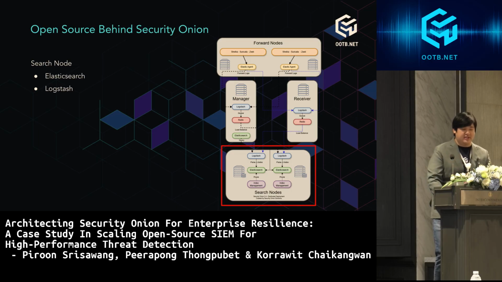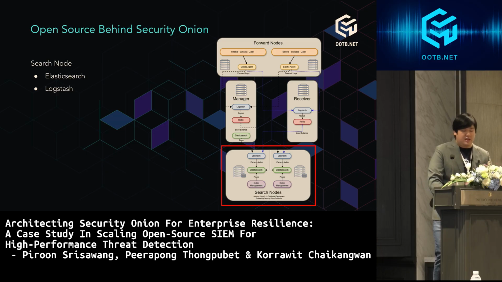Next one is the search node. This node also runs Elasticsearch and Logstash, just like the manager, but its load is very different. It's built for scale. The search node is where the heavy data storage and indexing happen. If the enterprise environment grows and we have higher data volume, or we need faster queries, we don't have to touch the manager. Instead, we can simply add more search nodes.